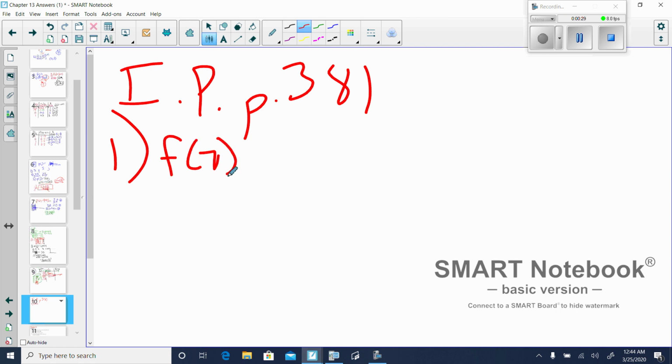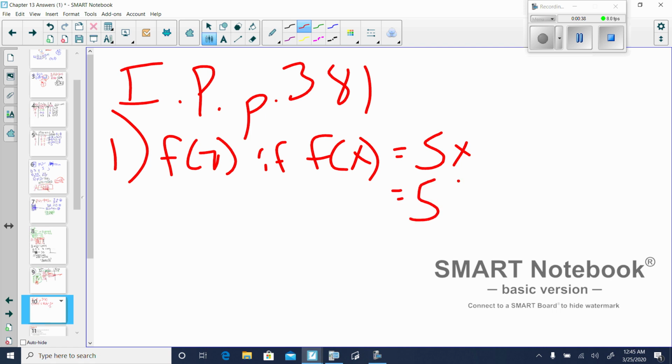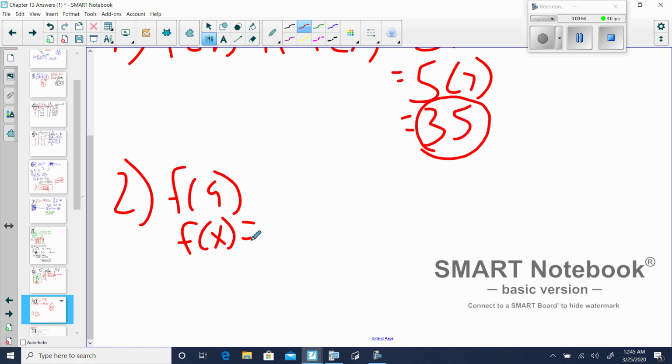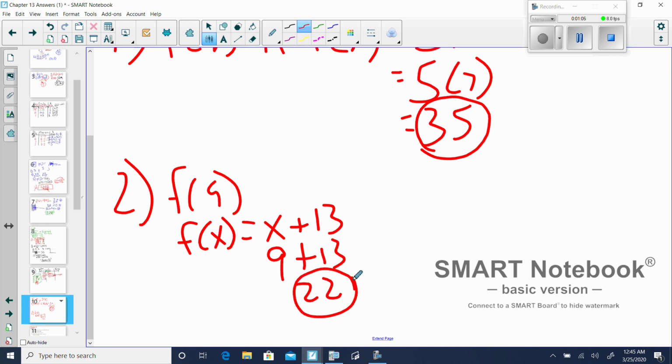They say find f of 7 if f of x equals 5x. Well, in this case, we substitute that in where we see an x, so f of 7 is equal to 35. Number 2, they want f of 9 if f of x is equal to x plus 13. So that just becomes 9 plus 13, or 22. So f of 9 is equal to 22.